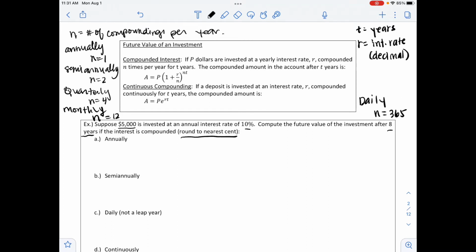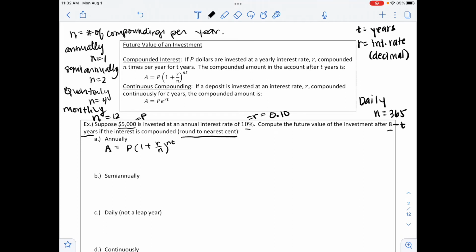So the first thing that we have, part A says annually, and so I'm going to go ahead and write down my formula, which is up above, since we are compounding this. I'm going to use that first equation that we have. And so P is principal, that's what you're starting with. That's the P dollars that are invested as stated up above. And so for us, our P here is going to be 5,000. Our interest rate R is going to be 10%, but written as a decimal be 0.10. And then T is 8.